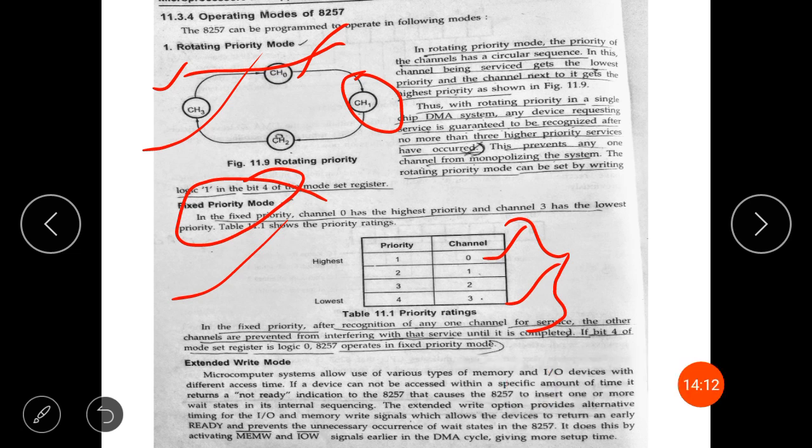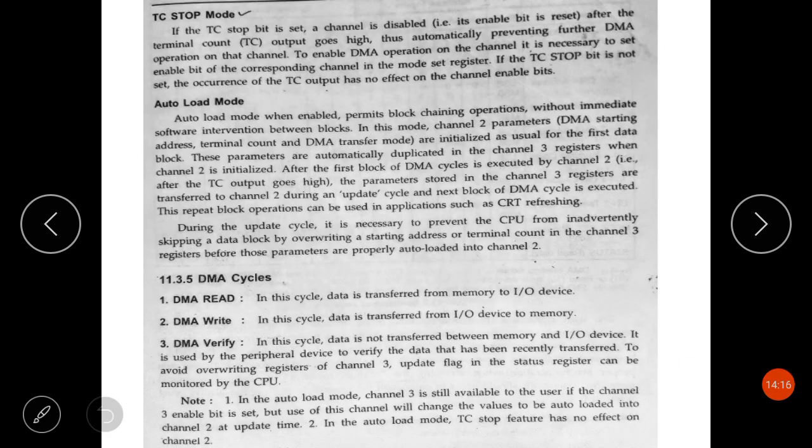The next mode is TC stop mode. If this bit of the mode set register is set, then a channel is disabled, that is, its enable bit is reset after the terminal count output goes high, thus automatically preventing any further DMA operation on that channel. To enable the DMA operation on that channel, it is necessary to set the enable bit of the corresponding channel in the mode set register.